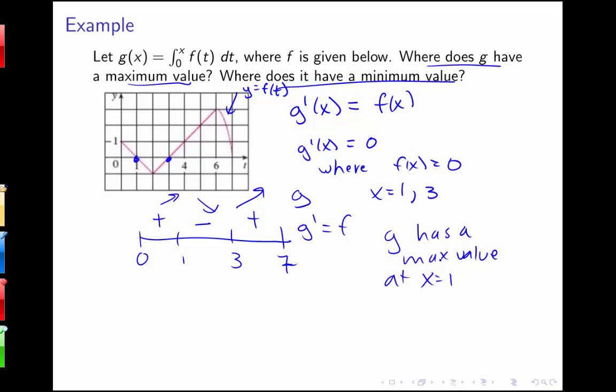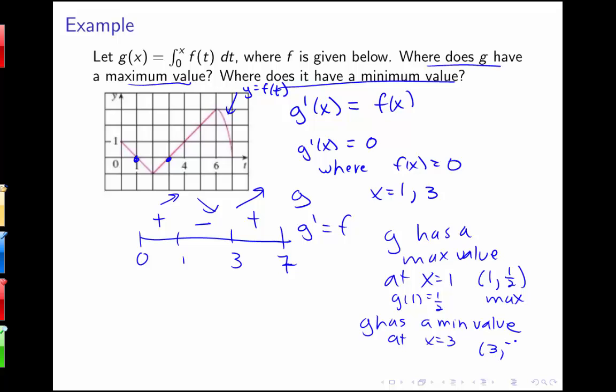Or if we go back to what we had earlier, at the point 1 comma g of 1, or 1 comma a half, there's a max, because earlier we found that g of 1 was equal to a half. g has a min value at x equals 3. So at the point 3 comma g of 3, and we found g of 3 to be negative a half.